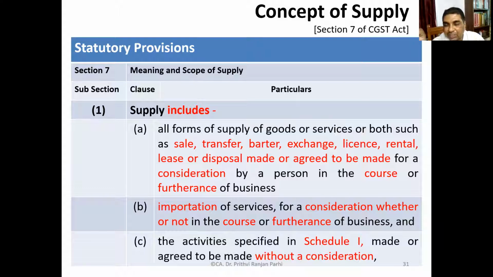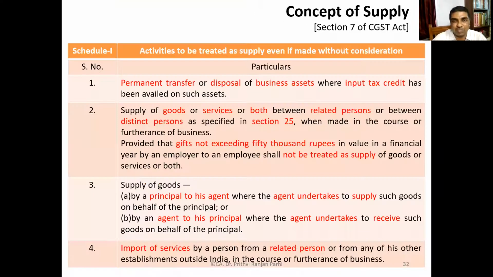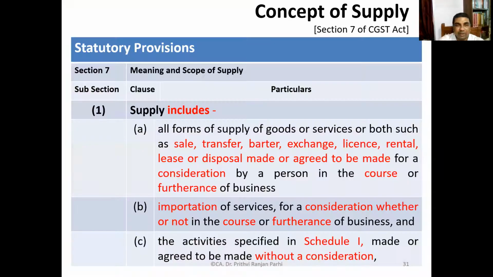Import of services for a consideration, even if it is not in the course or furtherance of business. Then activities which are specified in Schedule 1, even if that is without consideration. And this is Schedule 1. I think you got a broad idea of what the meaning of supply is. If you want, you can once again have a look at this.